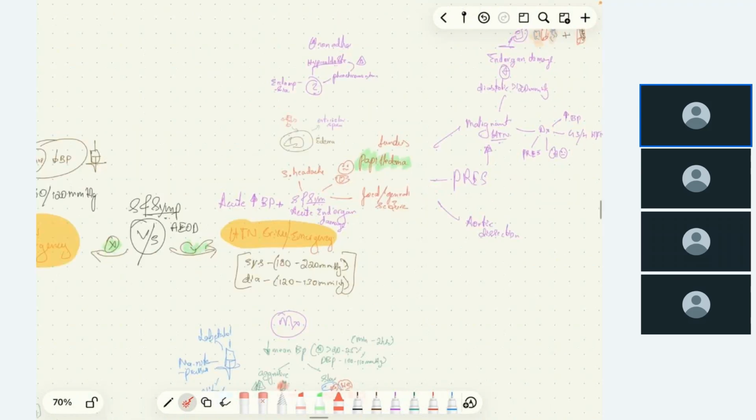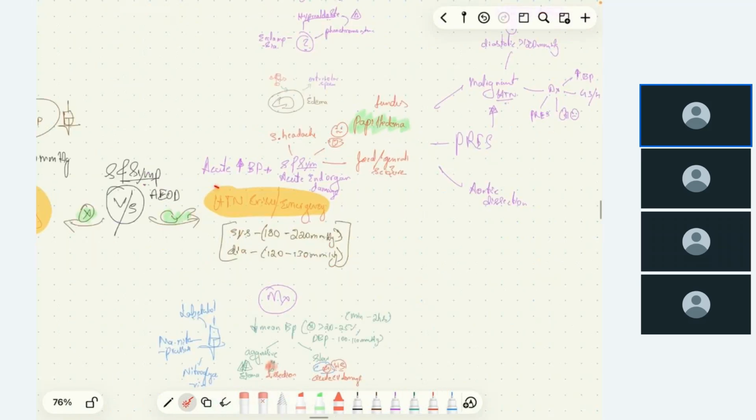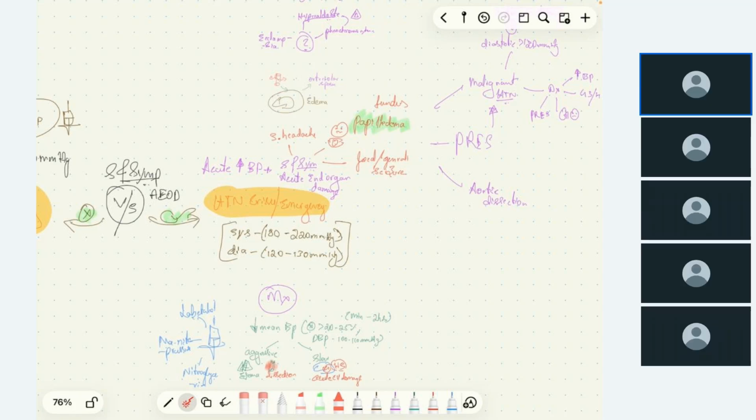First, what is hypertensive crisis or hypertensive urgency? Emergency, not urgency. Sorry for my mistake. Please note, it is hypertensive crisis or emergency. Emergency. What is this hypertensive crisis or emergency? Hypertensive crisis or emergency is a condition where there is acute increase in blood pressure of the patient.